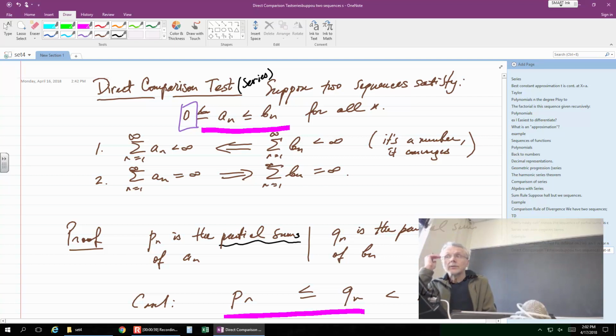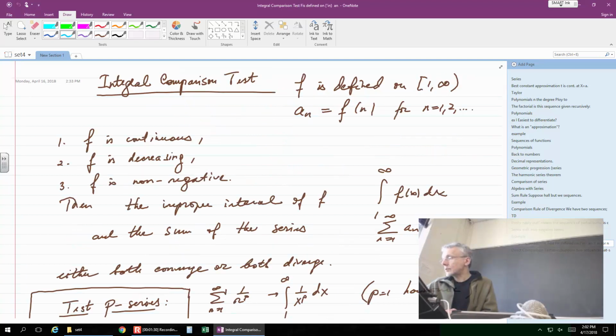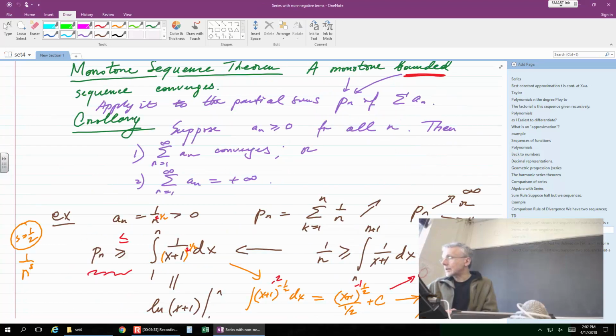This is the direct comparison test, and comparison is a vague word. The comparison is about inequalities, so one is larger than the other. We have already seen this idea: a larger series that converges causes a smaller one to converge too. However, it is only applicable when both series have non-negative terms.